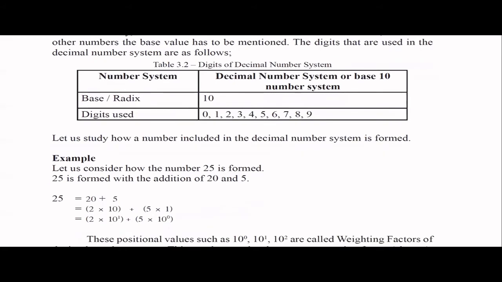So when it comes to the decimal number system, I told you the base is 10. That means we have 10 symbols to be used in this number system. So what are the digits we are using? 0, 1, 2, 3, 4, 5, 6, 7, 8, 9. Right? So we have these digits to be used in this number system.